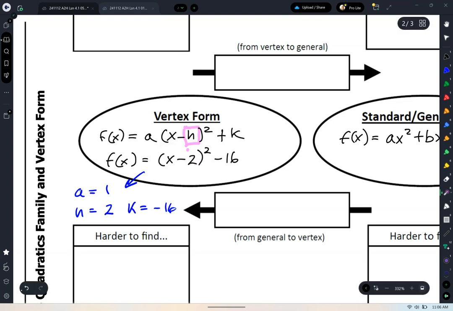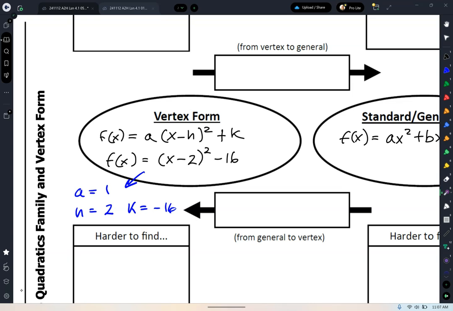So if I blocked in that h there and I blocked in that h there, we can see that that's positive 2. Where h would be negative, this would be reflective of a plus, right? Because that came from minus a negative number. We saw that with our transformations. Everybody good with that so far?